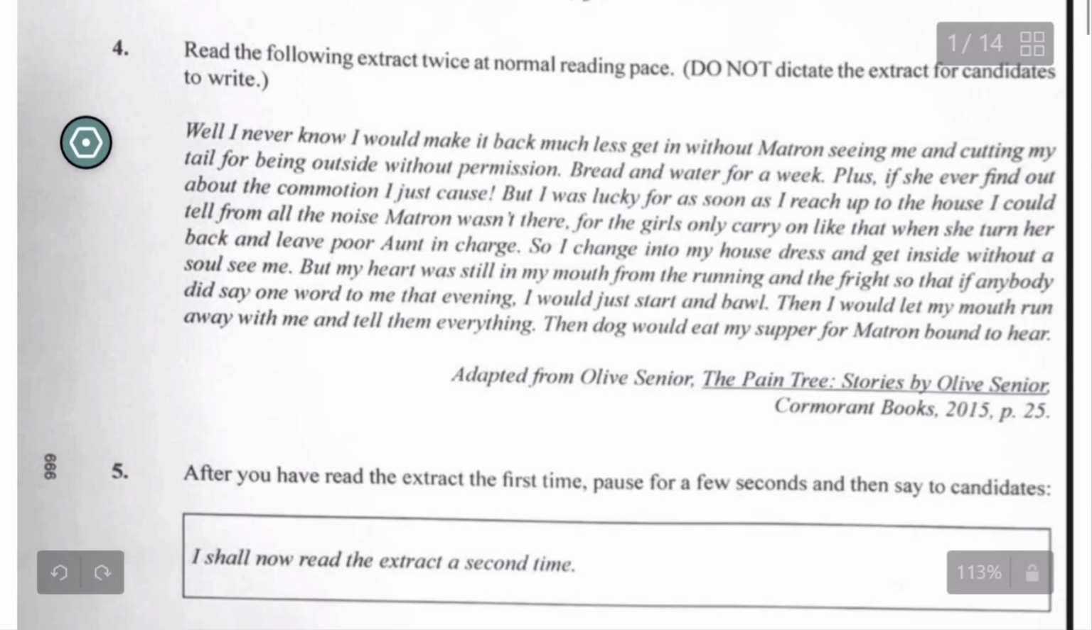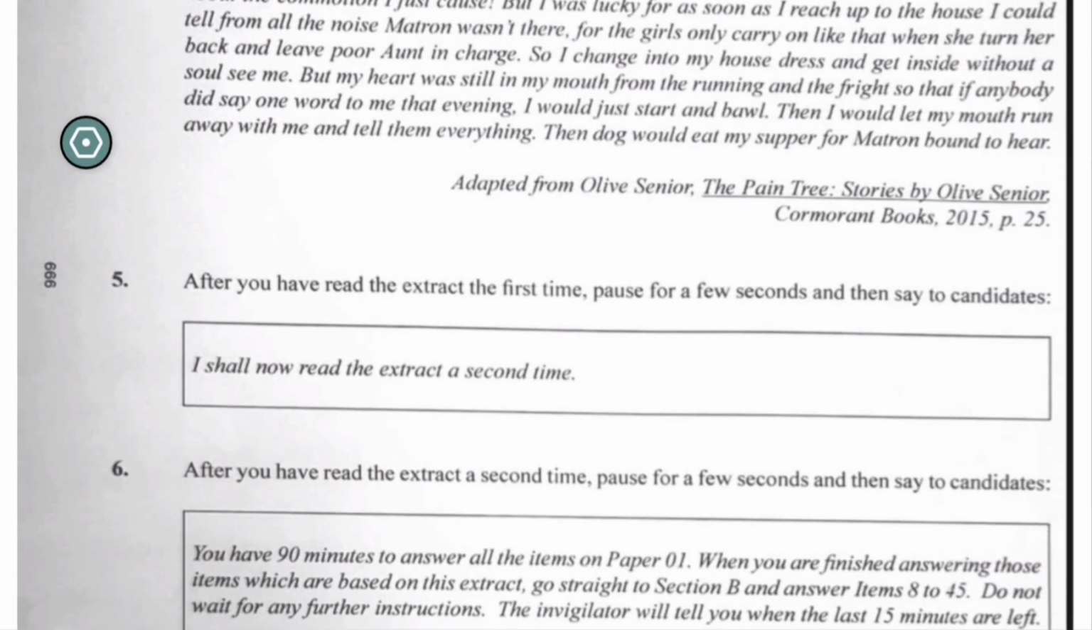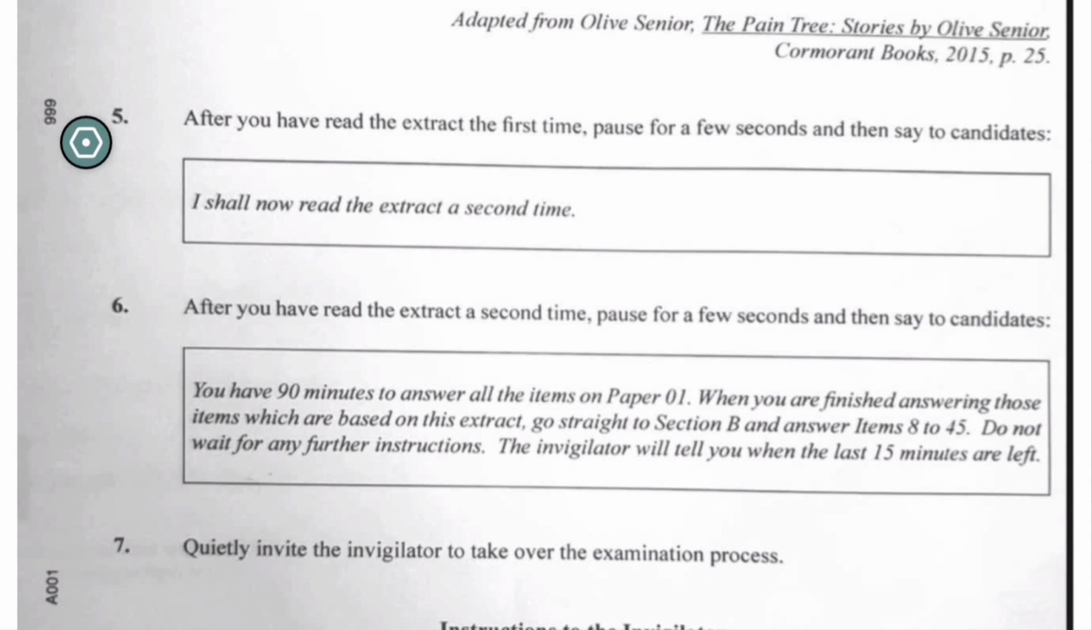Anyways, after they read the extract the first time, they could pause for a few seconds and then say to the candidates, "I shall now read the extract a second time." Then after you have read the extract a second time, pause for a few seconds and then say to the candidates, "You have 90 minutes to answer all the items on Paper 1. When you are finished answering those items which are based on this extract, go straight to Section B and answer items 8 to 45. Do not wait for any further instructions." The invigilator will tell you when the last 15 minutes are left, and you know the whole thing.